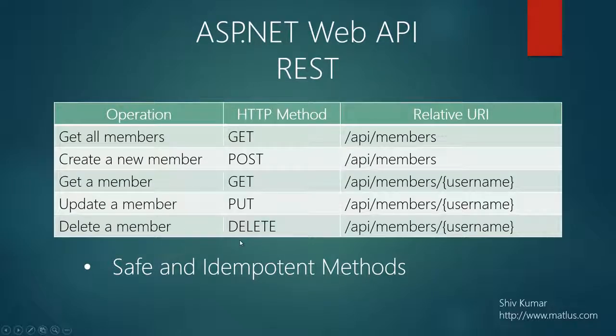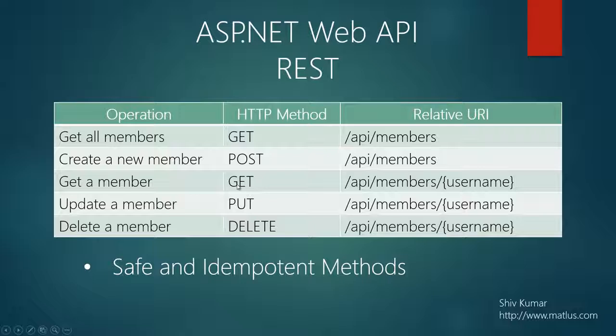If you want to delete a member, you'd call this URI, API/member/username, but the HTTP method would be delete. So given these simplistic URIs here, I'm hoping that you get a sense of how you think about your URIs, how you design your URIs when you're building a RESTful service, in this case a pretty simple RESTful service, and what the HTTP methods map to.